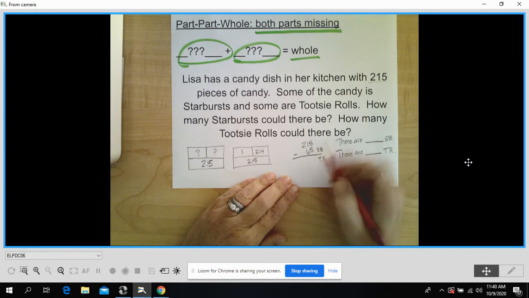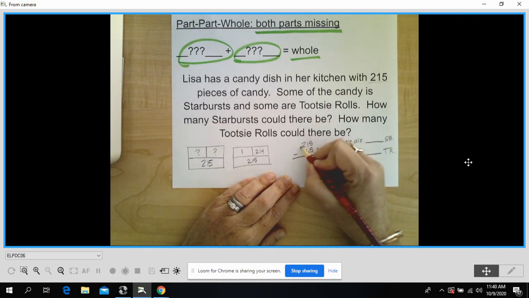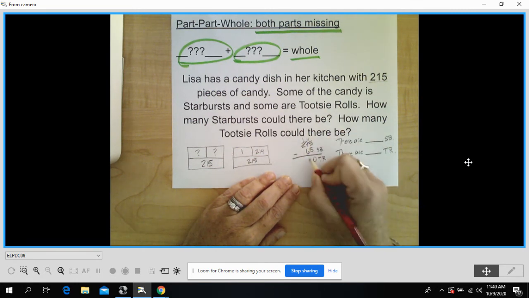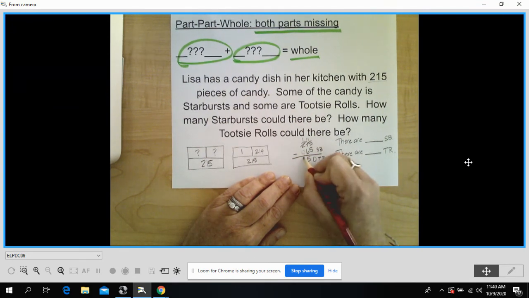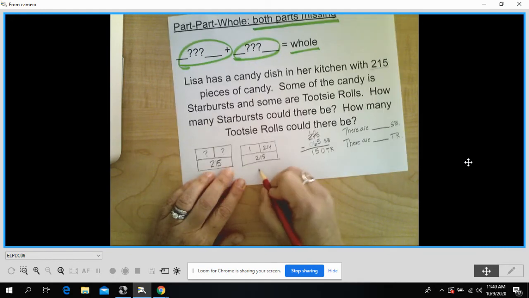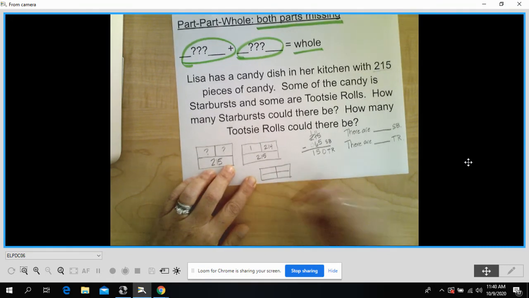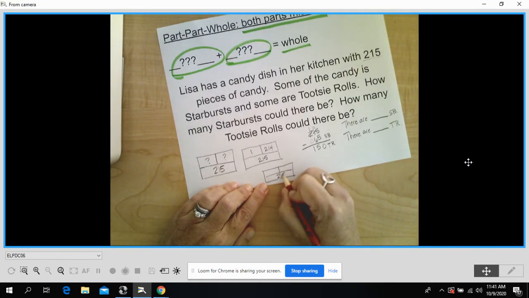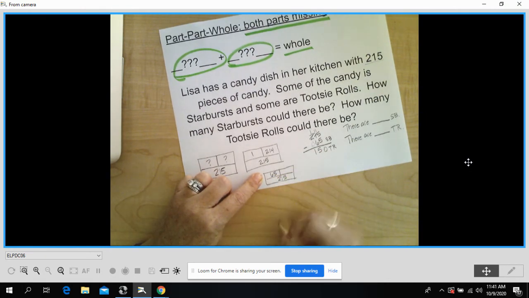So 5 minus 5 is 0. 1 minus 6, I can't do that in my tens place. So that becomes a 1. This becomes an 11. 11 minus 6 is 5. 1 minus 0 is 1. So check that out. By doing a little bit of math there, I know that the whole is 215, and I could say that she has 65 Starburst and 150 Tootsie Rolls.